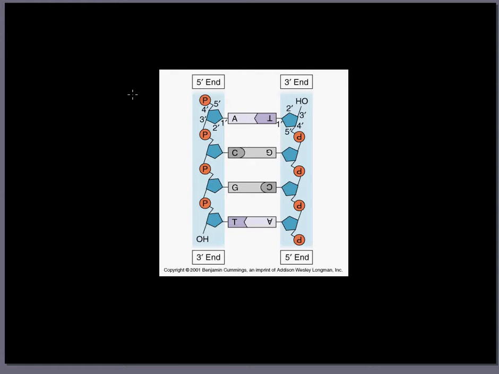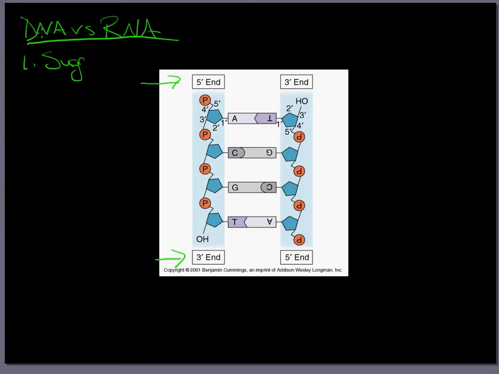So I want to talk about this information here where it talks about the 5' end and the 3' end. So, okay, jump back a couple of steps. Let's talk about DNA versus RNA. We already know the sugars are different. We already know that we have U in RNA, but T in DNA.